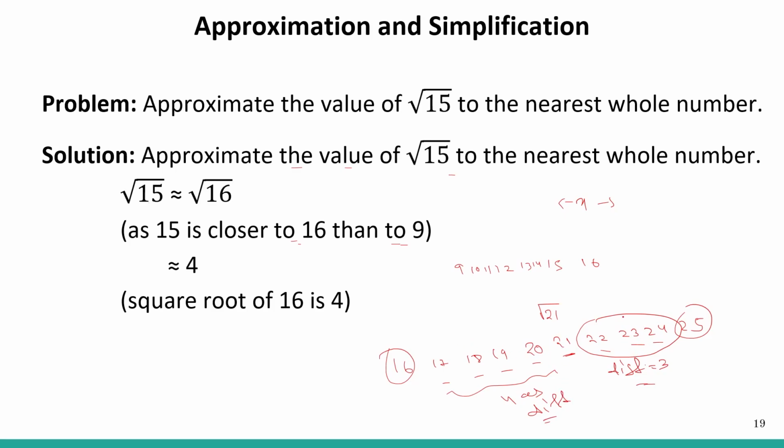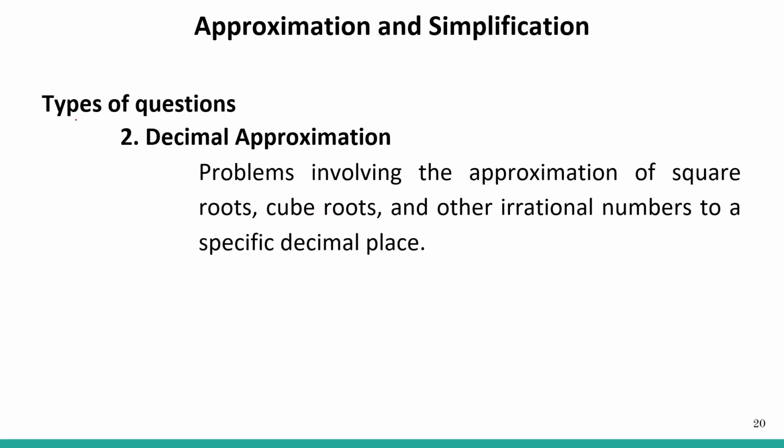So we write root 21 is approximately equal to root 25, which is 5. Similarly, root 15 is approximately equal to root 16. The square root of 16 is 4, so we say root 15 is approximately equal to 4. Let's see the next type of questions.